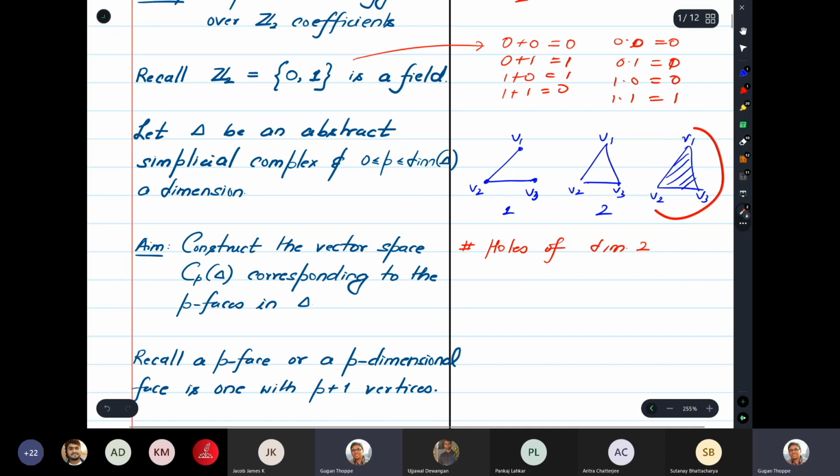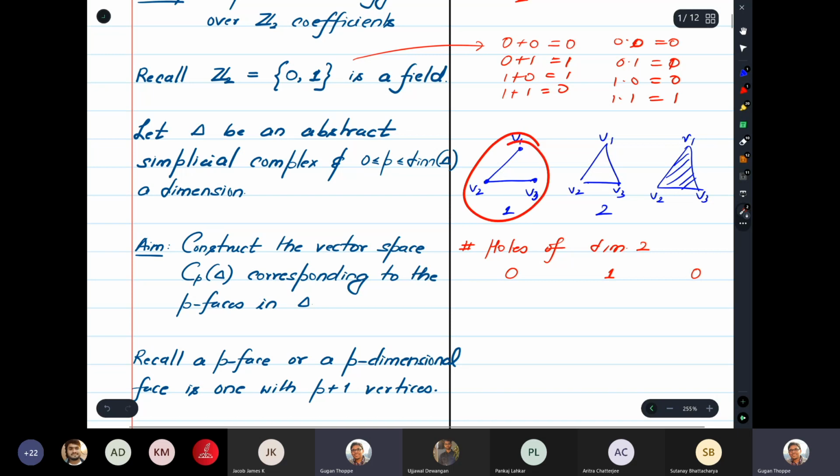Let's look at this third example. Here you have three vertices, these three edges, and finally we also have this two-dimensional face, which is the triangle. So you have some region which looks like it perhaps encloses a hollow region, but because this triangle is present, this hollow region is filled. So in the first example, the number of holes of dimension 2 is 0. In the second example, it is 1. And in the third example, it is again 0. The reason why it is 0 here and the reason why it is 0 there are different.